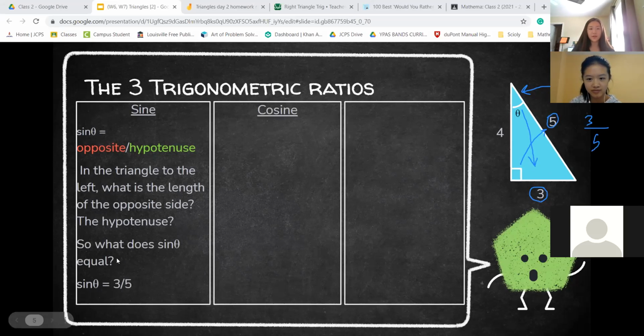The next one is cosine, and we abbreviate it as COS, but we still read it cosine, so this would be cosine of theta. This one we do adjacent over hypotenuse. The adjacent side length is this one right here because it's the one next to our reference angle. Then we just use the hypotenuse again, so it would be 4 over 5.